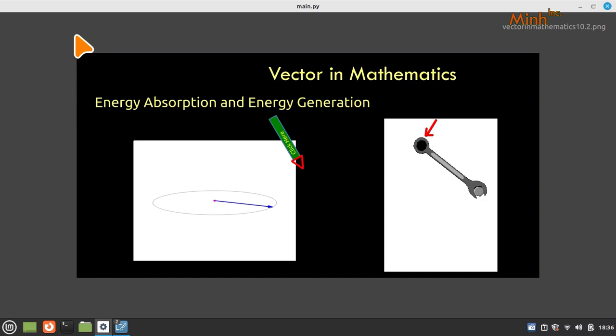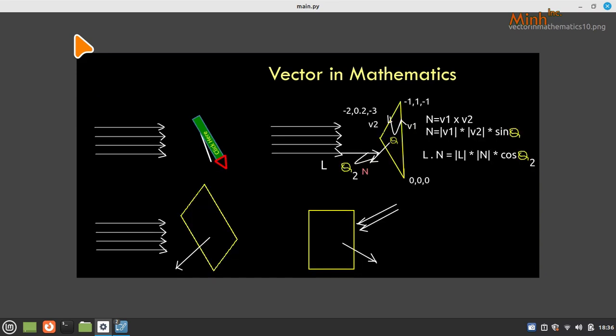Okay, energy absorption and energy generation. If we see the light computation, how does light computation work? Light falls on a surface and the surface absorbs the light. Now depending on the quality of the surface, it reflects the light.